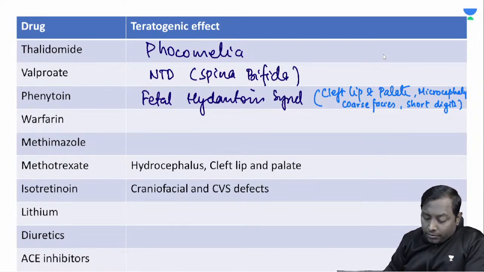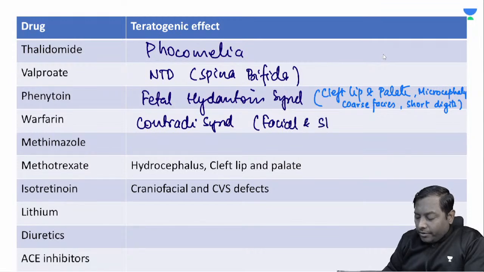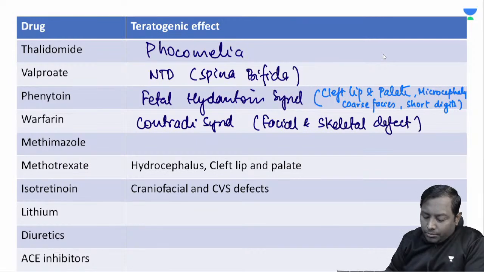Warfarin, remember, in the first trimester, if it is exposed, it will cause your fetal warfarin syndrome, also given the name Contradi syndrome. There will be facial and skeletal defects. The other name of Contradi syndrome is fetal warfarin syndrome, FWS. Methimazole will be causing what?